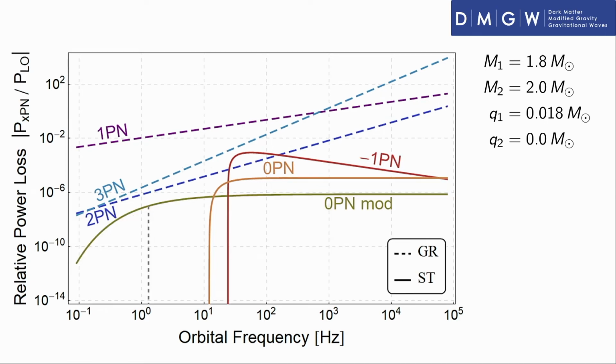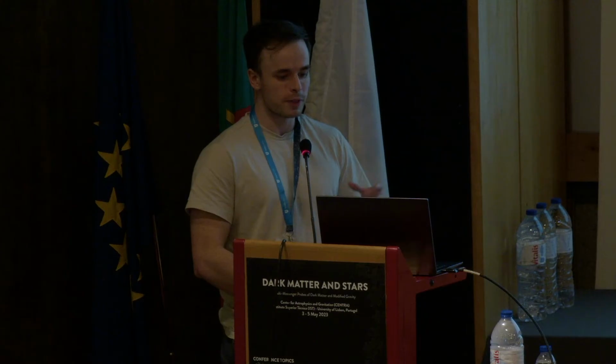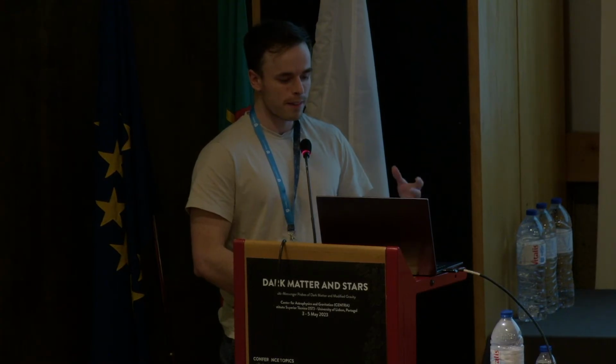And then you also have some even higher order corrections. What I denote here by 0 PN mod is the corrections to the quadrupolar emission due to the presence of your scalar field. So your scalar field does not only modify the power loss by being radiated itself, but it also modifies the binding energy, for example, for your system. This means that at a certain orbital separation, you get different orbital frequencies.